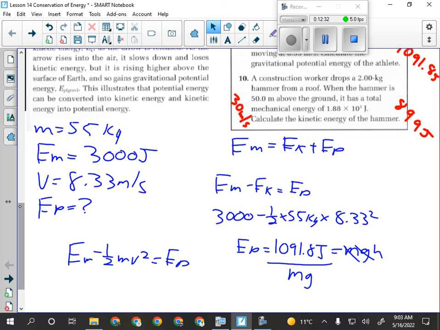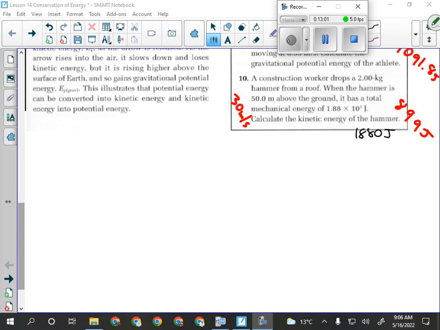Okay, so we're dropping a hammer from the roof. When the hammer is 50 meters above the ground, it has 1,880 joules worth of mechanical energy. Calculate the kinetic energy of the hammer, and if you can, how fast it's going. I'll be satisfied with just the kinetic energy of the hammer, but if you can go that step further, good. Okay, let's have a look at number 10.